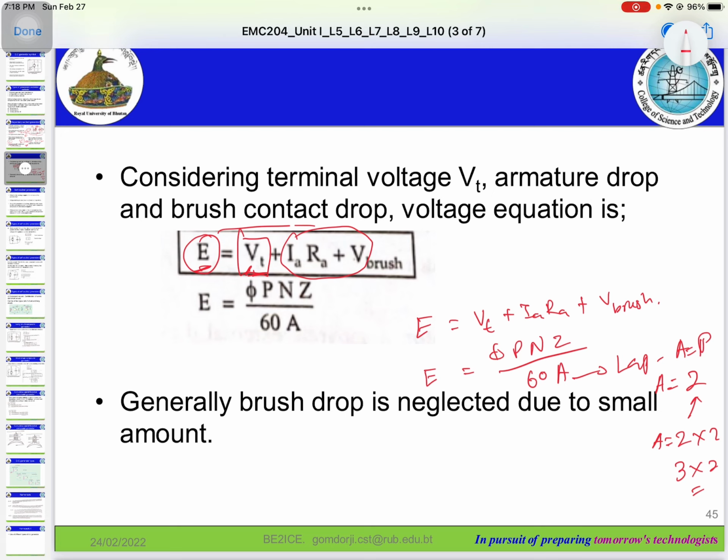In the next video I'm going to discuss the self-excited DC generator. The self-excited DC generator is again further classified into three types: the series wound generator, the shunt wound DC generator, and the compound wound generator. Compound wound generator is further classified into different types. That one I'm going to cover in the next video.